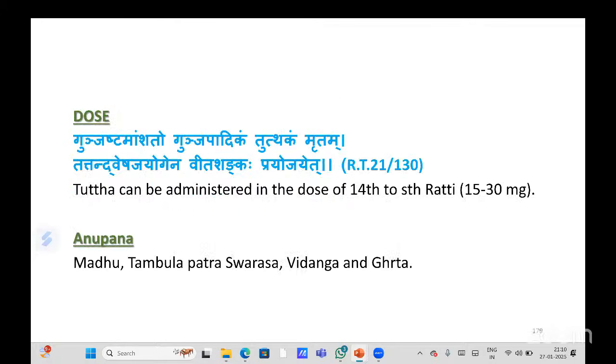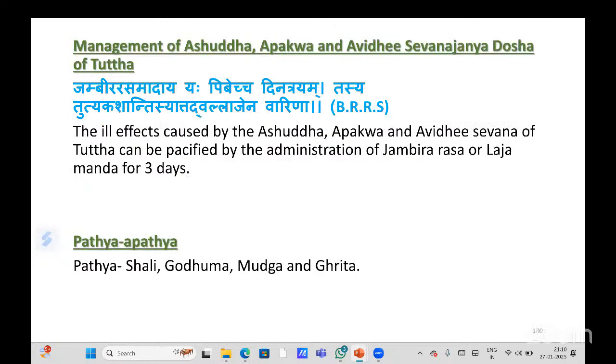Okay, next dose. Here, the dose of Tuttha can be administered to 1/4 Rati, that is 15 to 30 mg. Anupanas like Madhu, Tambula Patra Swarasa, Vidanga, Ghrita, etc. Okay, so again, next management of Ashuddha, Apakva and Avidhi Sevanajanya Dosha.